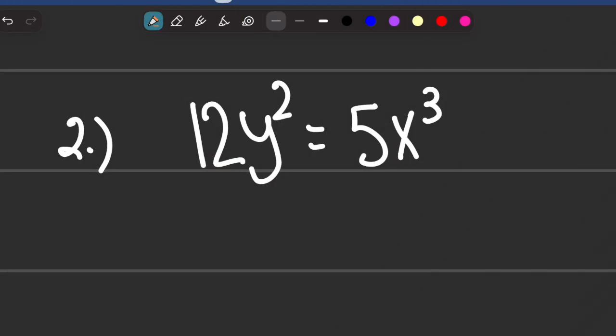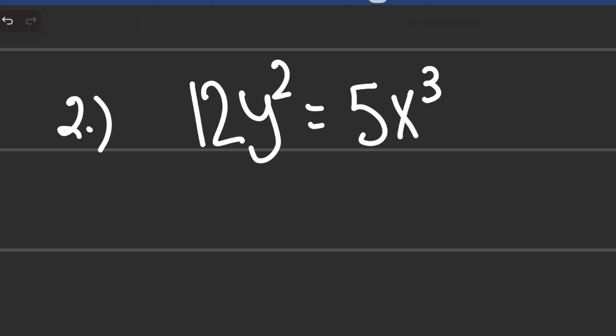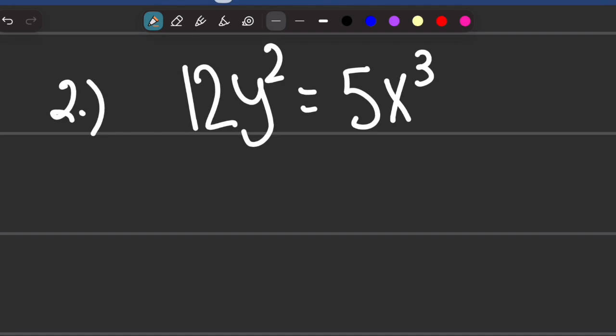All right, moving on to the second problem. And I do encourage you to write this problem down in your notebook and write down the steps and follow along with me so that you have something you can reference when you are doing your homework problems or reviewing for a test. So I encourage you to write this problem down as we go through it. This problem is 12y squared equals 5x cubed. So the steps are the same, right? The first step is to differentiate both sides.